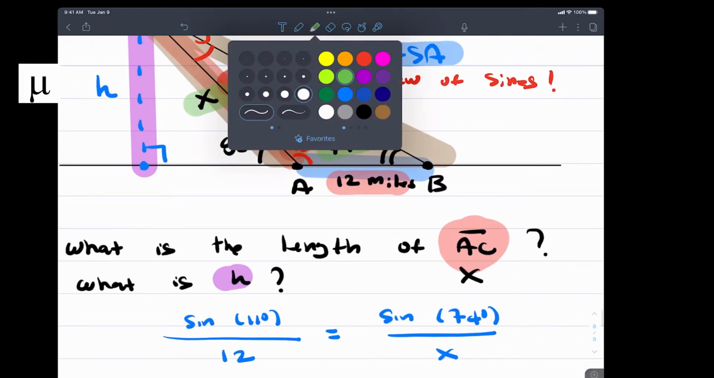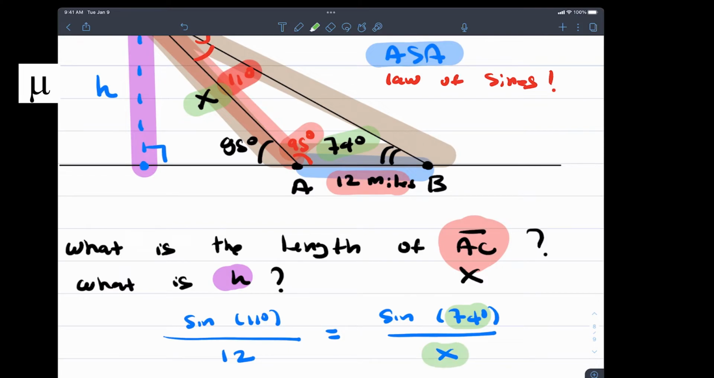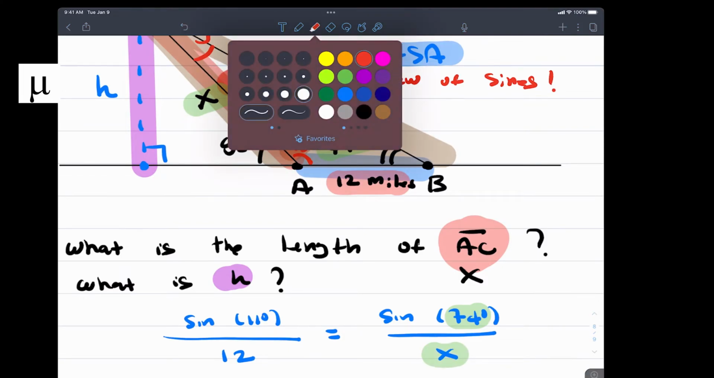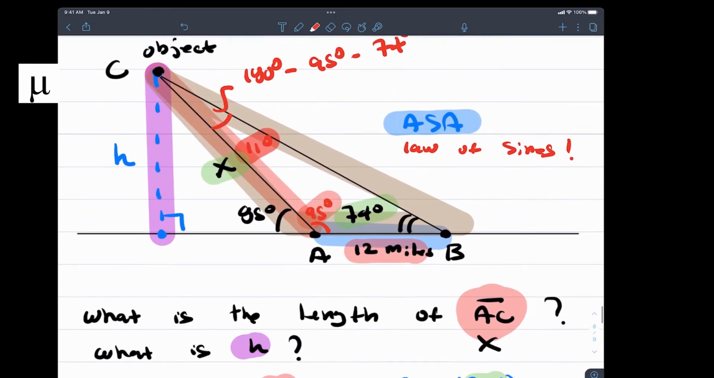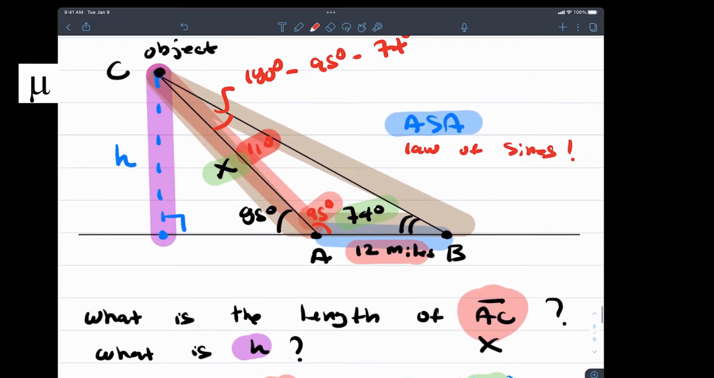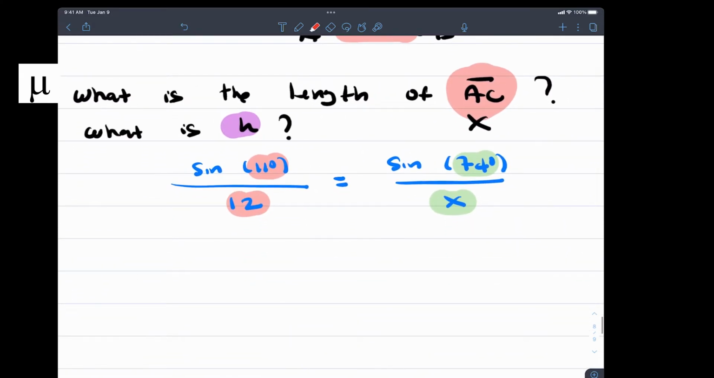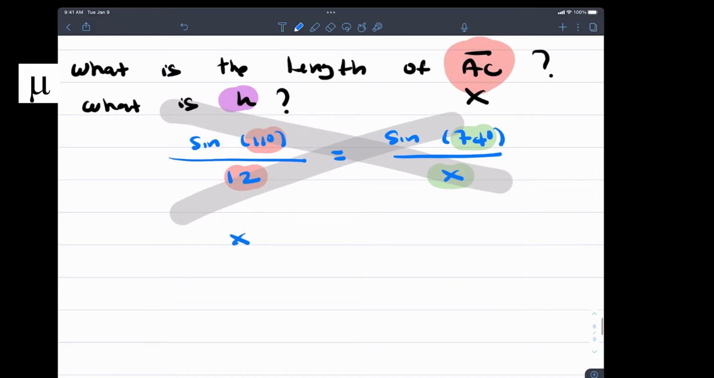So I want you guys to compare and contrast. Hopefully you guys see this, because this is, again, law of sines. We could get that side called AC, which is x. And so, cross multiplication. You guys know what you can get. What do we get here? x equals 12 sine 74 divided by sine of 11 degrees.